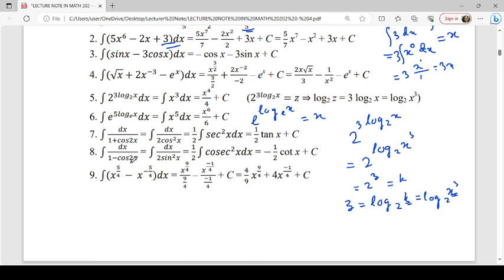1 minus cos twice x is 2 sin square x. So with 2 sin square x, half is taken outside, 1 by sin square x is cosec square x, and we have this formula: minus half cot x plus c.